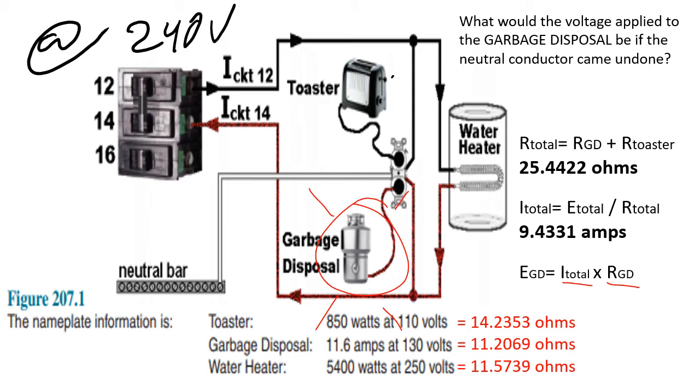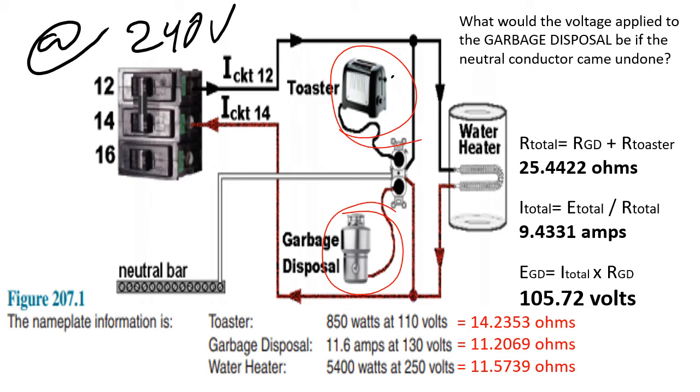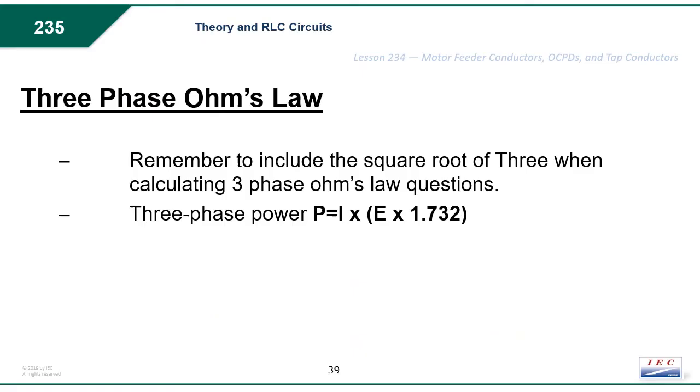Going back to Ohm's law formulas, E volts of the garbage disposal equals the I, the amperage of the overall circuit, times the resistance of just the garbage disposal. When I calculate that all together, I end up with 105.72 volts just at the garbage disposal alone, leaving the rest to be used up at the toaster. So that's an example. You will see questions like that on the exam as well.